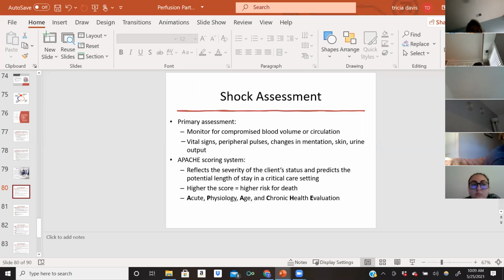So what does our assessment look like for the nurse? So we are going to monitor for compromised blood flow or circulation. So how are we going to monitor for compromised blood flow? What type of assessments can you guys do that can monitor to see if they have good blood flow and good circulation? Angie or Ange, what can we do to monitor? You can check the pulses.